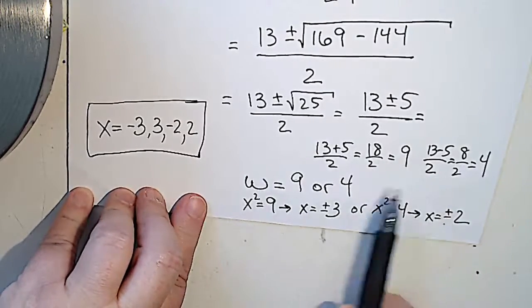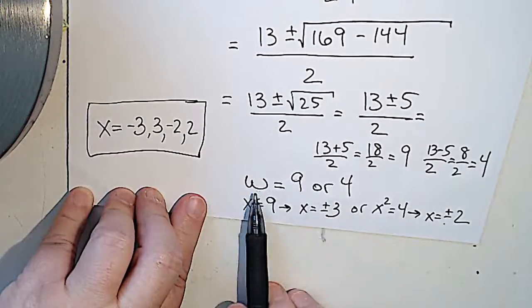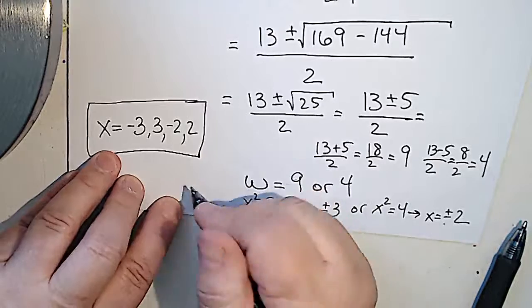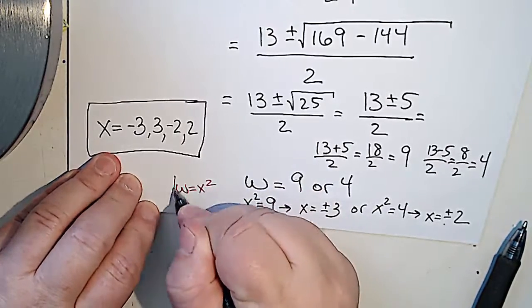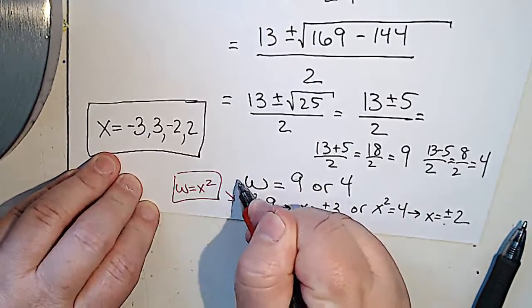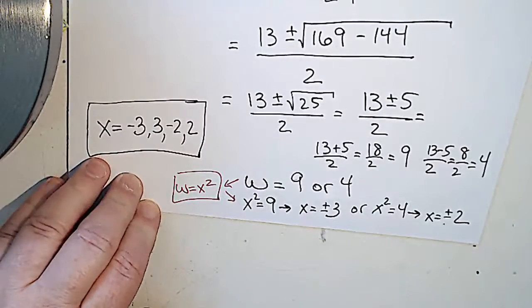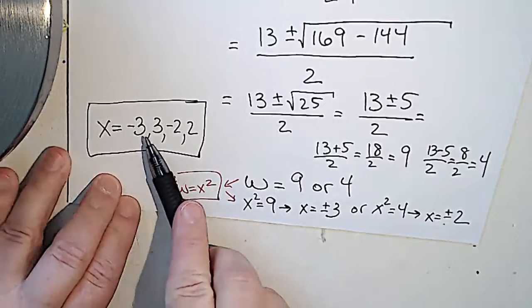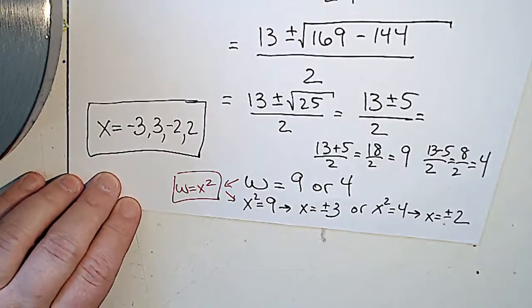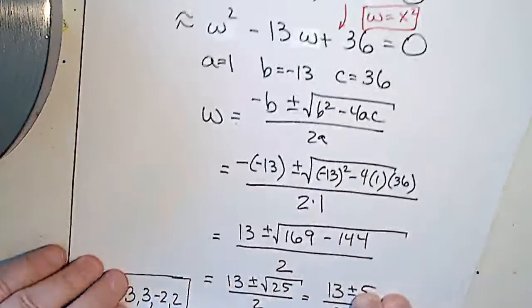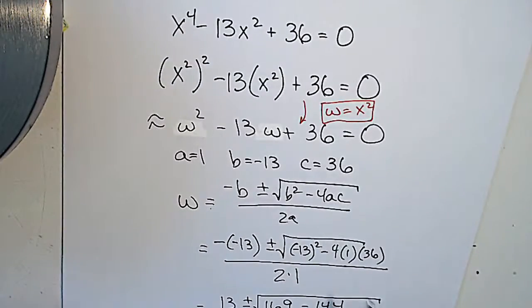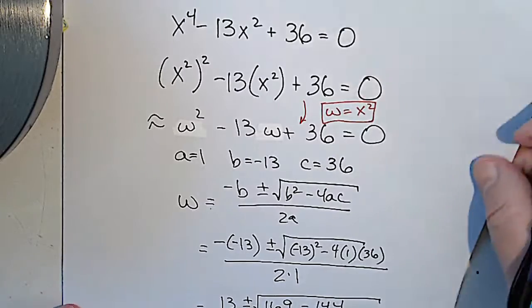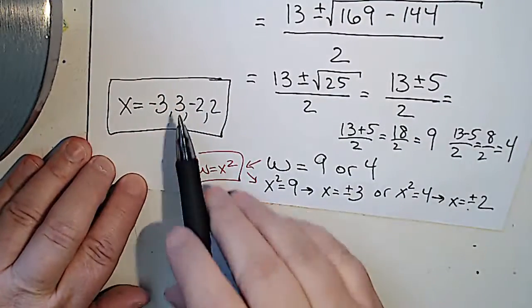So I solved for w, and this is the solution for w. w is 9 or 4, but remember, w equals x squared. So x squared is 9, or x squared is 4, which gave us all 4 answers. If you start with x to the 4th, there will be 4 answers. You won't always be able to find them, but it is okay that we got 4 there.